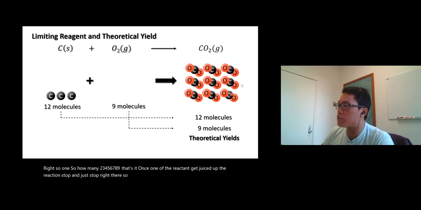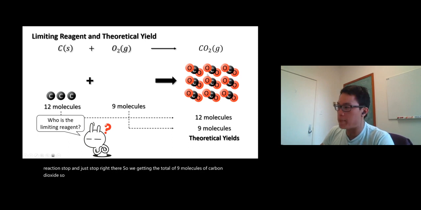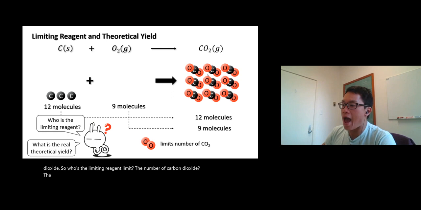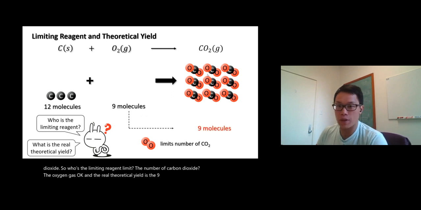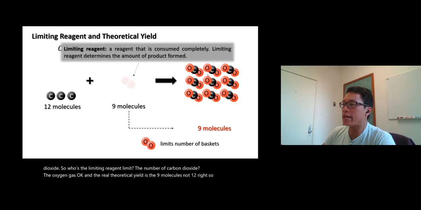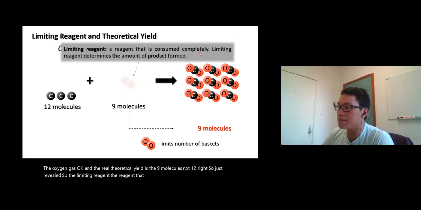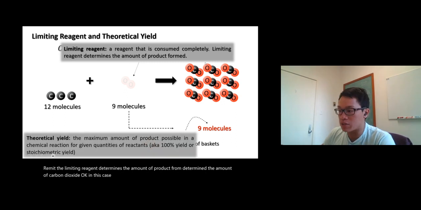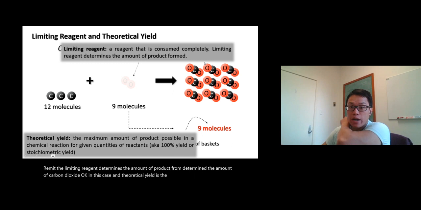So are we getting a total of 9 molecules of carbon dioxide? Who's the limiting reagent, limiting the number of carbon dioxide? The oxygen gas. And the real theoretical yield is 9 molecules, not 12. Just a review: the limiting reagent is the reagent that is consumed completely, and it determines the amount of product, in this case the amount of carbon dioxide. The theoretical yield is the maximum amount of product that can form, or 100% yield, as we sometimes call it.